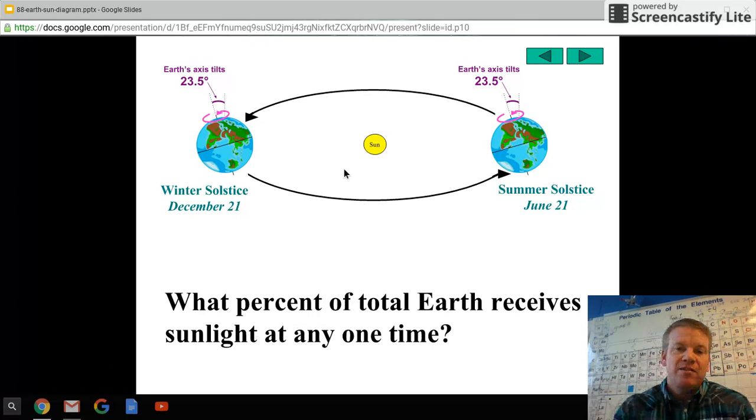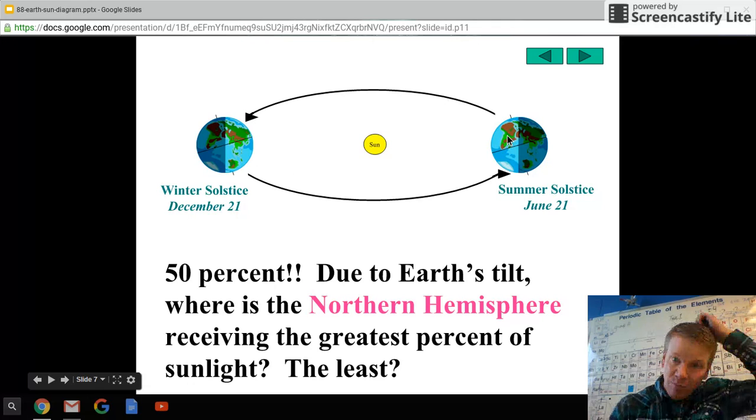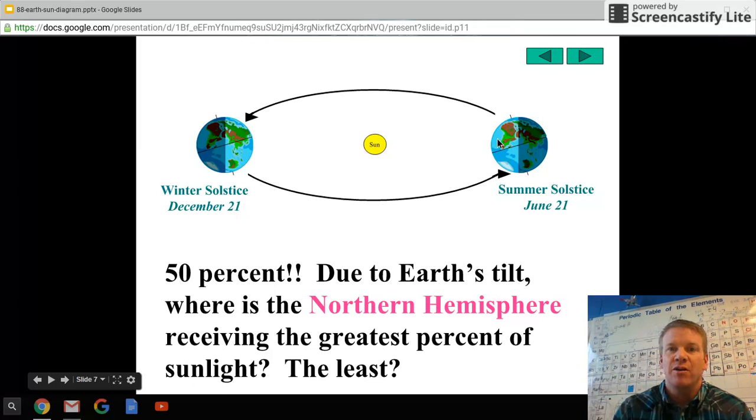So, what percent of the total Earth receives sunlight at any one time? Well, only half of the Earth actually has sunlight at any one time, but because of the tilt at different times of the year, you have a bigger portion of that half going to one hemisphere or the other. So if you look here, you got this piece of this half of the pie going to the north and only a little bit in the south, and the same thing here, right?